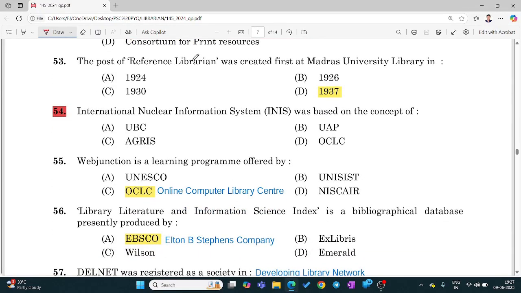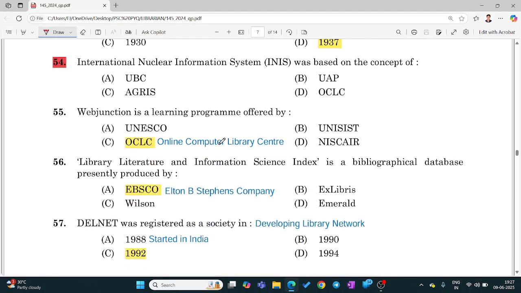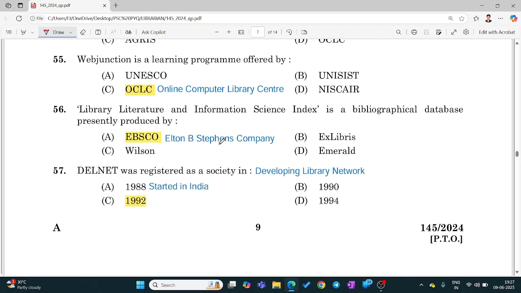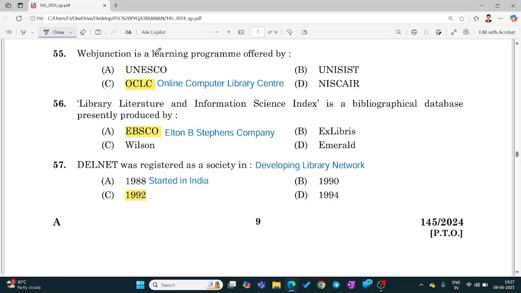The post of reference librarian was created first at Madras University Library in the year 1937. WebJunction is a learning program offered by OCLC, Online Computer Library Center. Library Literature and Information Science Index is a bibliographical database presently produced by EBSCO. Delnet was registered as a society in 1992.